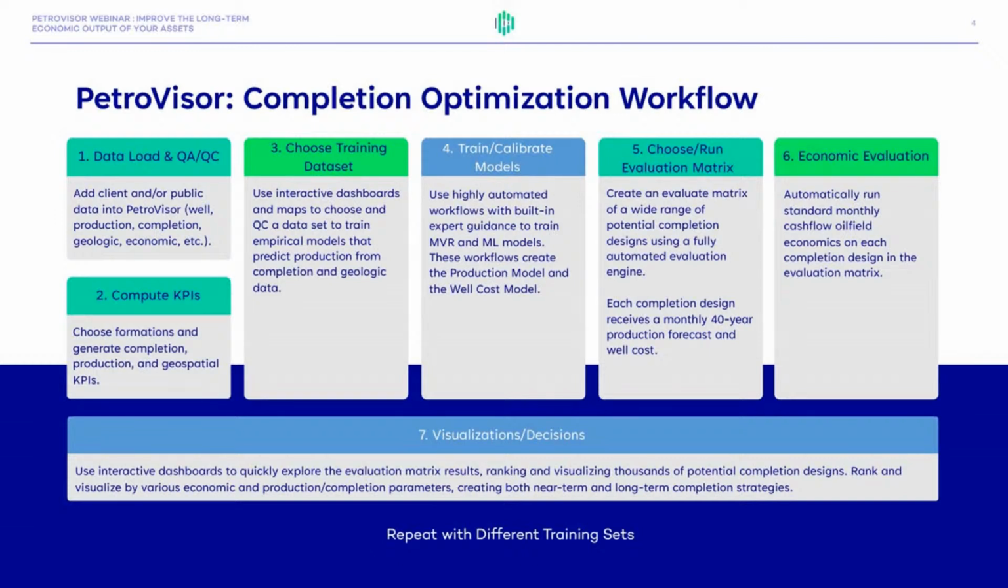We have both multivariable regression and machine learning models internal to PetroVisor. We can accommodate physics-based models as well. And again, these are models to try to make predictions of production and well cost from completion and geologic parameters. We then run a matrix of potential completion designs that could be thousands of individual designs. And for each individual design, we're going to forecast a 40-year production forecast and a well cost.